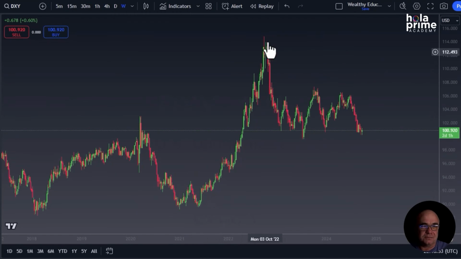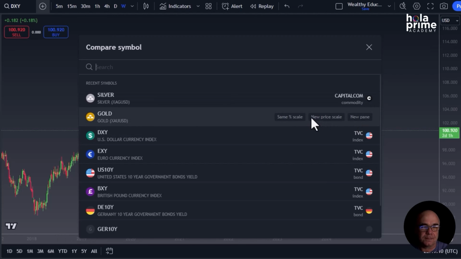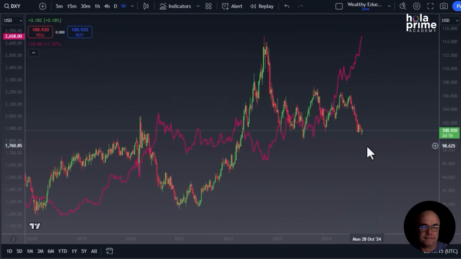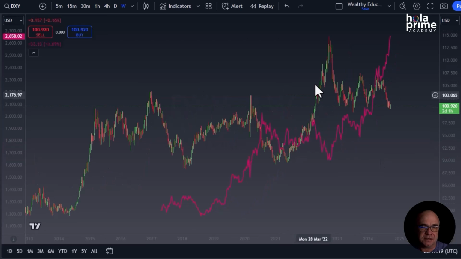So notice US dollar kind of range bound here for most of 2022 to midpoint in 2024 as I record this. Let me go ahead and put gold on again. And as I zoom out, you can see, for example, the US dollar index skyrocketing, gold plummeting. Gold turns around, all of a sudden we see the US dollar index fall.